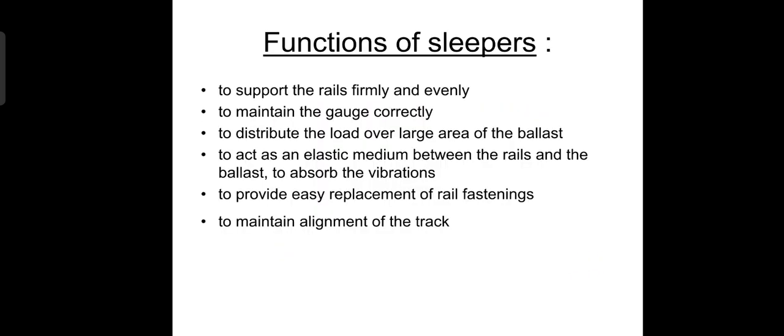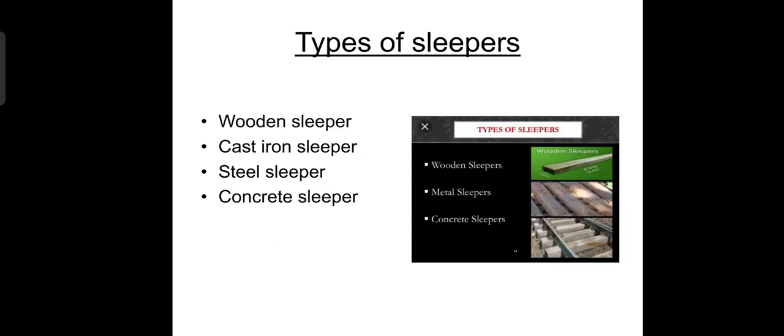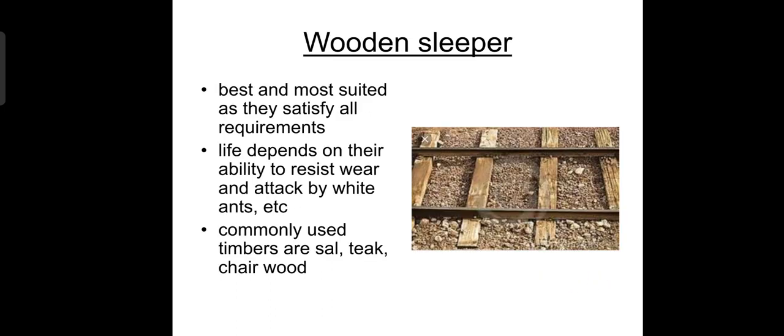Sleepers. Functions of sleepers: to support the rails firmly and evenly, to maintain the gauge correctly, to distribute the load over a large area of the ballast, to act as an elastic medium between the rails and the ballast, to absorb the vibration, to provide easy replacement of rail fastenings, to maintain alignment of the track. Types of sleepers: wooden sleeper, cast iron sleeper, steel sleeper, concrete sleepers.